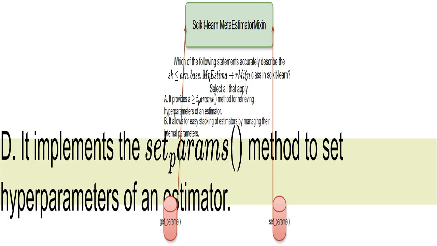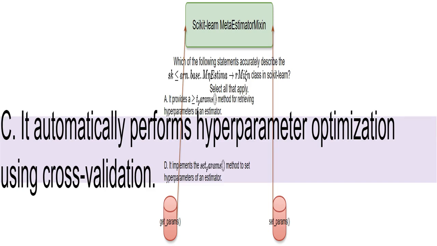Option D introduces set_params. This is used to change the settings, hyperparameters, of a model. It's like telling the model, now, use these new settings. Option C talks about hyperparameter optimization, tuning the settings to find the best ones. This is a separate process, and the MetaEstimatorMixin itself doesn't do this automatically. Other scikit-learn tools, like grid search CV are used for that purpose.